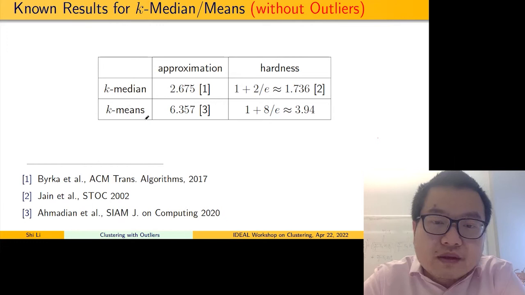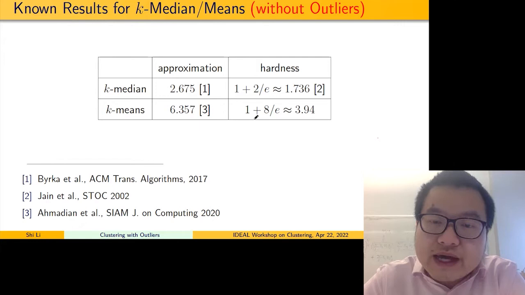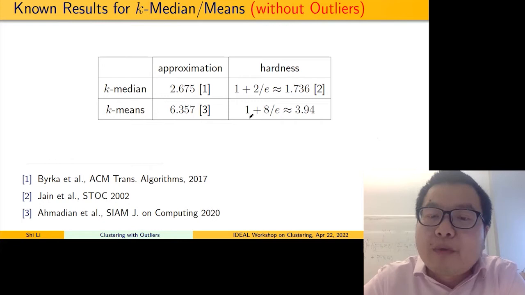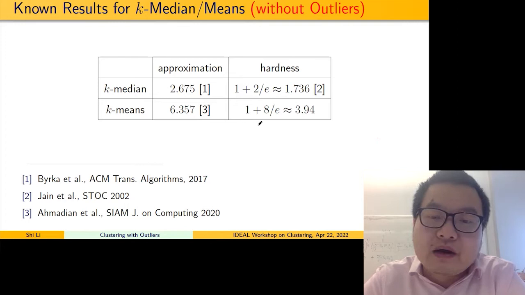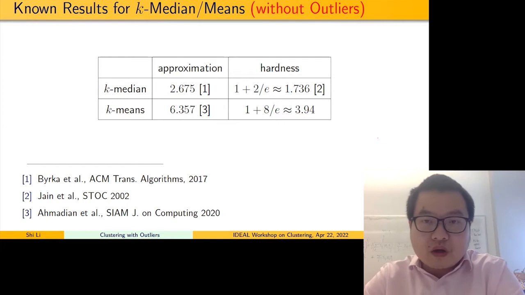For k-means, the best approximation ratio is 6.357 by Ahmadian et al. On the negative side, the problem is hard to approximate within a ratio of 1 plus 8 over e. Again, this is from the set cover problem. This is for the discrete version of the k-means problem. If the points are from the Euclidean space, then there is only an APX-hardness result. Okay, so what do we know about the problem with outliers?